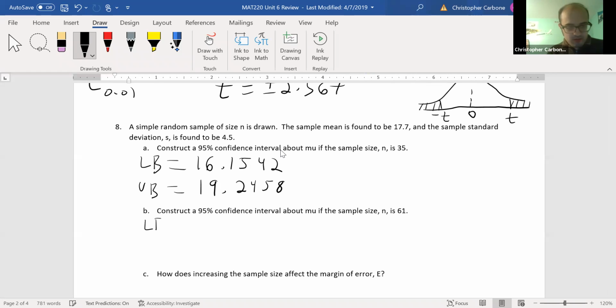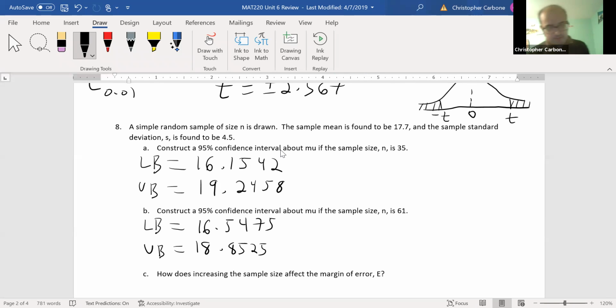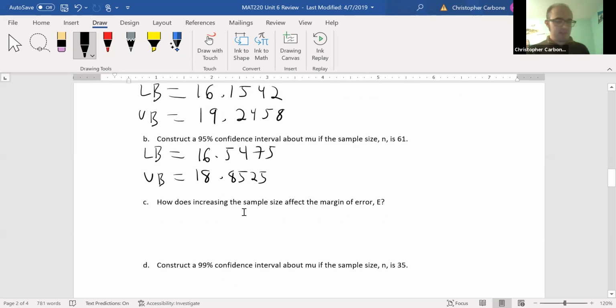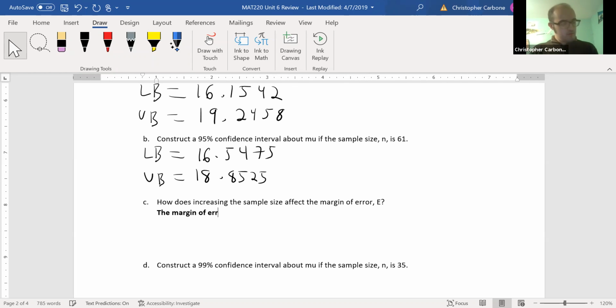So lower bound, 16.5475, and the upper bound 18.8525. We want to know, how does increasing the sample size affect the margin of error E? Well, that is going to be that this causes the margin of error to decrease, which we saw happen, right? Margin of error decreased, so the interval shrunk.